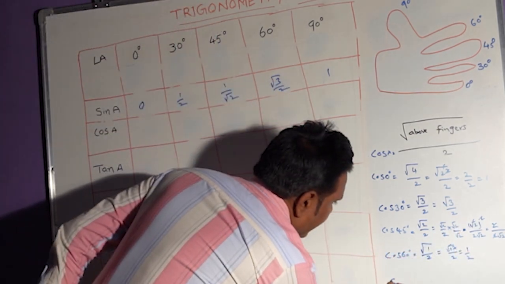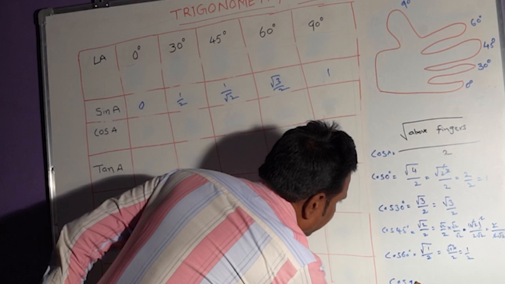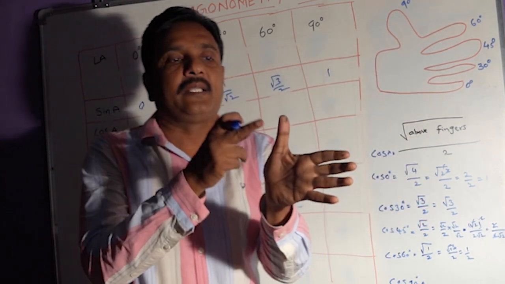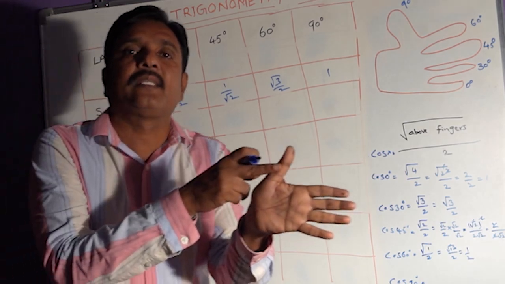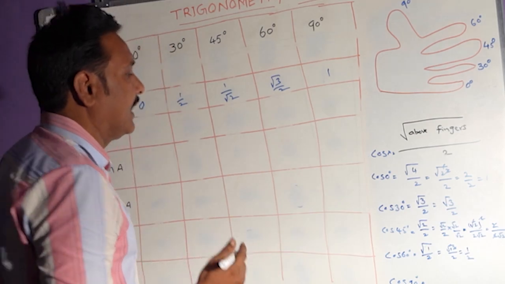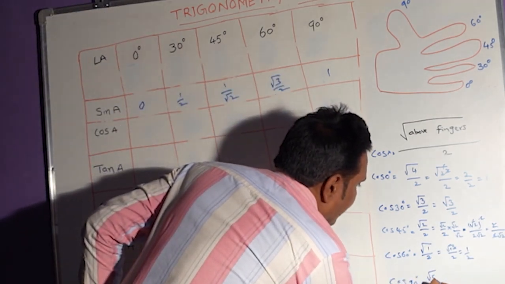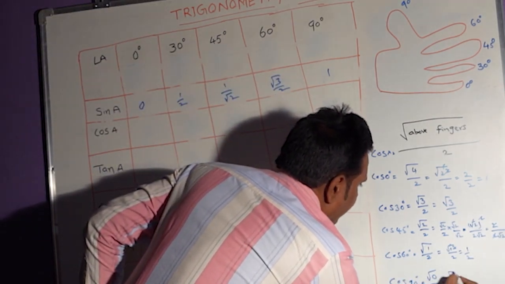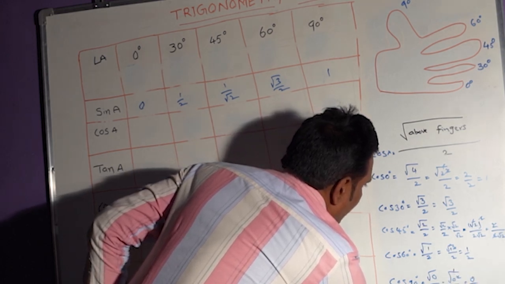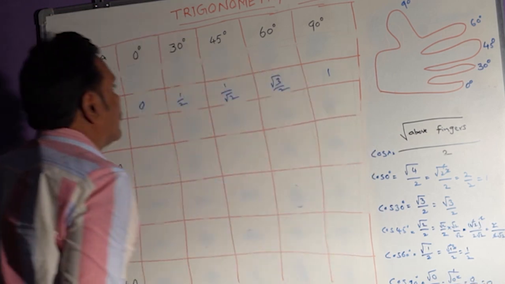Next, cos of 90 degrees is equal to... Cos of 90 degrees. 90 degrees means the thumb finger is 90 degrees. 90 degrees above fingers is 0. Then cos 90 degrees is equal to root of 0 by 2. Then root of 0 square by 2 is equal to 0 by 2, which is equal to 0.